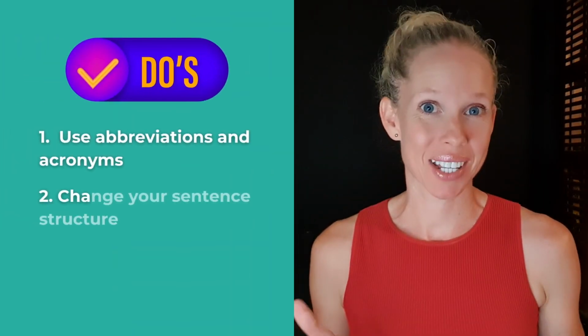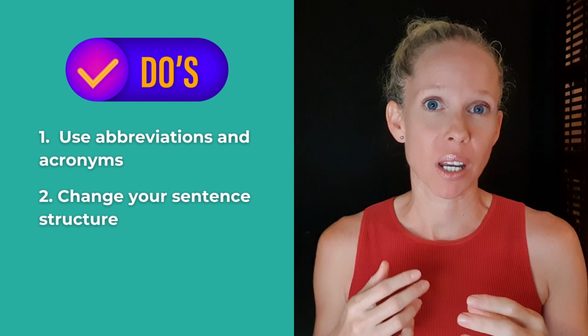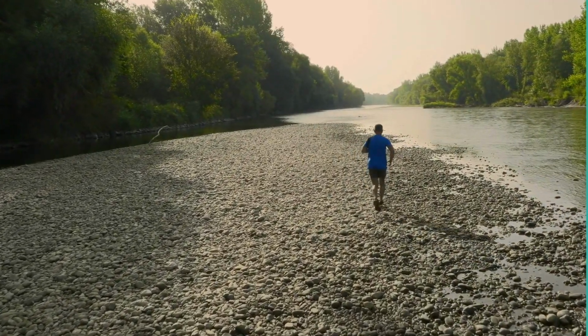Do change your sentence structure though. Sentences can be complex or simple. For example, you could have a statement sentence where you say, I went for a run today, versus a more detailed sentence, I ran 10 kilometers along a path by a river. So the two very different types of sentences. One is also shorter and one is longer.